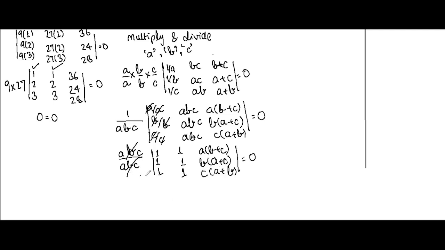Okay, we can cancel these, and we know that both of these columns are the same. They are equal to one another: 1, 1, 1, 1, 1, 1. They're repeating, so it is going to be 0. The determinant of this matrix is going to be 0, and this is equal to the right hand side, and so we have proved this one also.